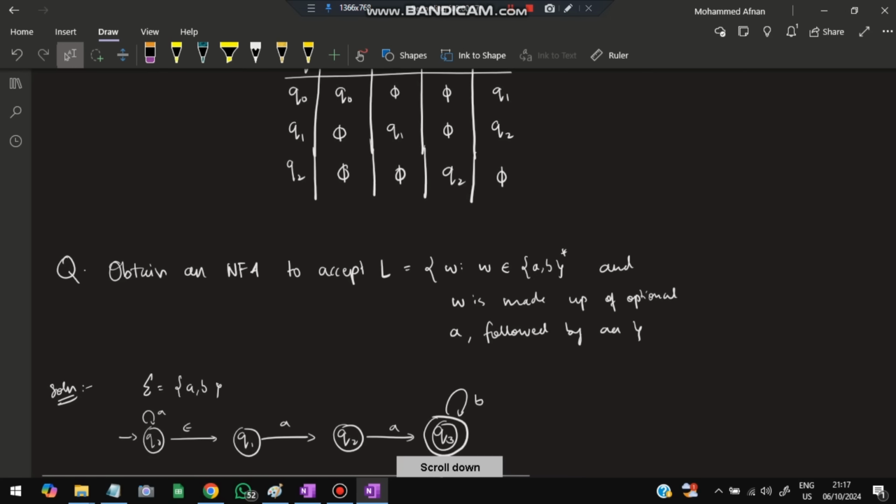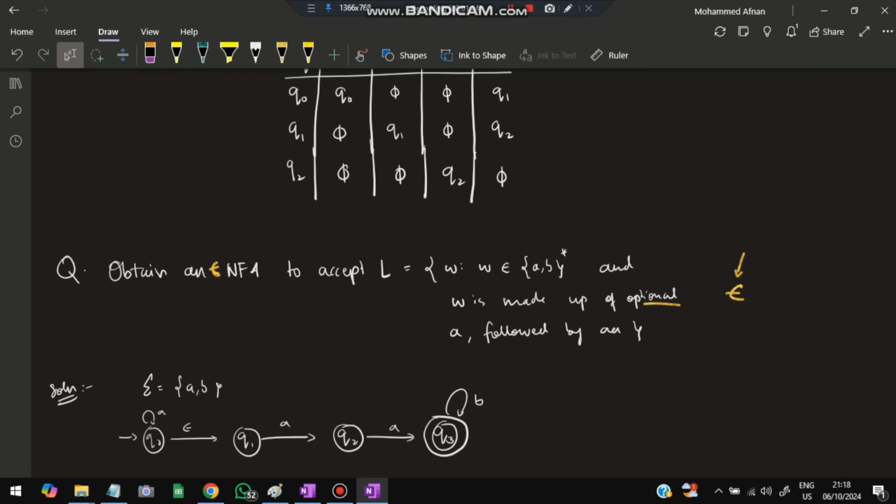Let's consider an example as well here. Obtain an NFA to accept strings of W, which belong to A and B, and W is made up of optional A followed by AA. Optional is given here, that means it is epsilon. Wherever optional is given, there we have to have an option for skipping this. Skipping is implemented by epsilon, so that means it is epsilon NFA. You have to observe and get to know. Okay, this is how you observe. Look for the keyword optional.